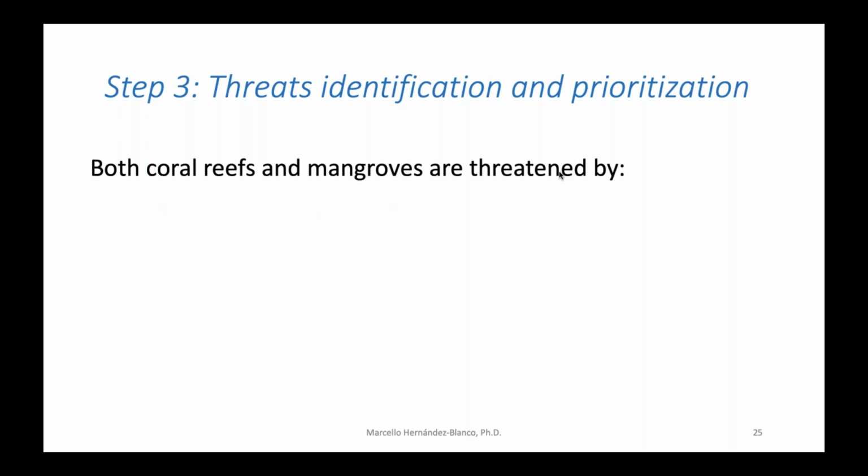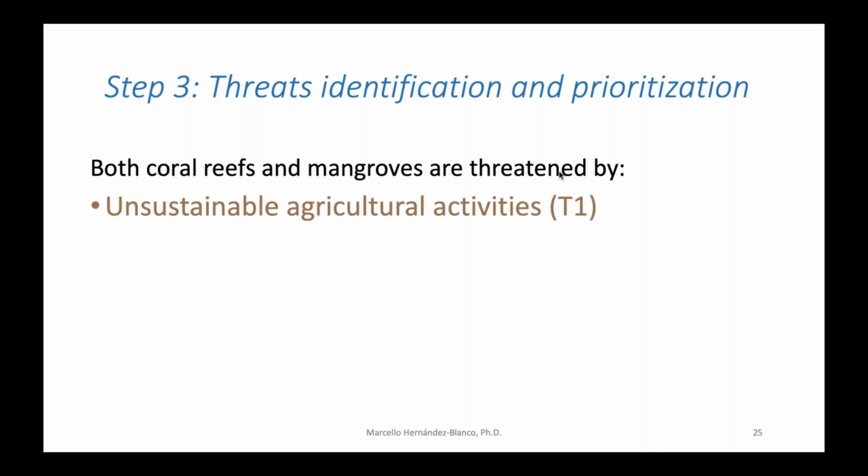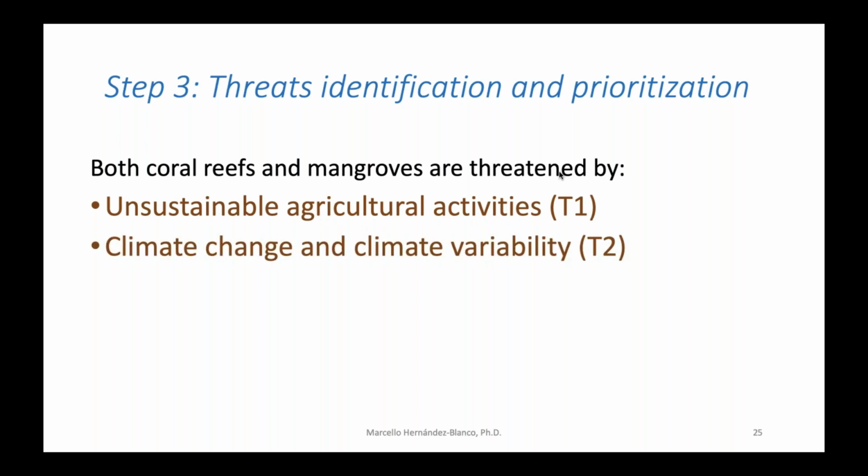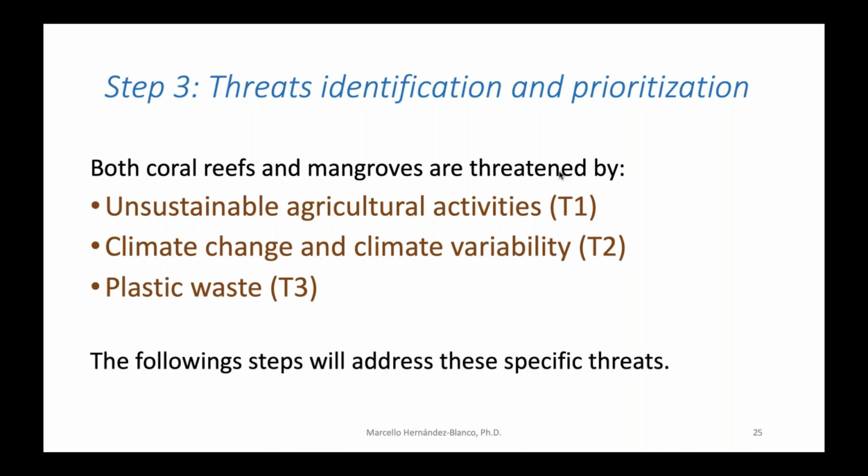So I tried to identify which threats are common in these two ecosystems, and I found, for example, unsustainable agricultural activities, which is one of the main ones. Climate change and climate variability, and plastic waste. So those three, there could be others, but again, for the sake of this illustration of each one of the steps, let's focus on those three. And so the following steps will address these specific threats, as you'll see.